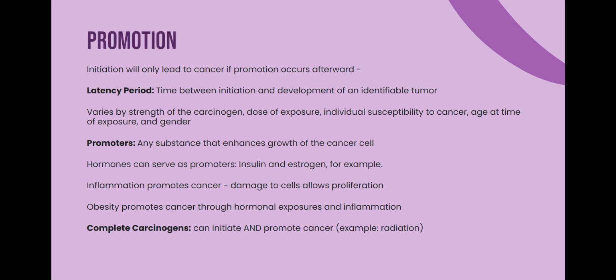Promoters are substances that enhance growth of the cancer cell. So hormones that the body produces can serve as promoters, especially when they are in excess. So insulin, when we have people who are insulin resistant, we note that they are more susceptible to cancers of different kinds. So people who have prediabetes, diabetes, PCOS, other insulin resistant conditions can have that cancer promoting factor because it will help cancer cells to grow and help them uptake glucose and make them more aggressive.